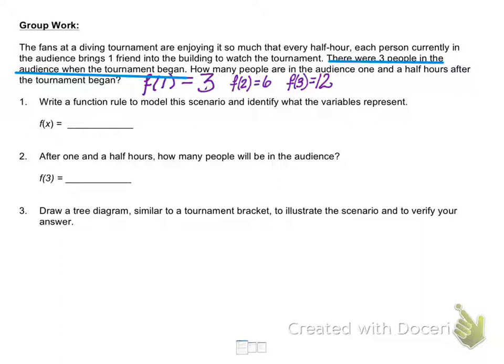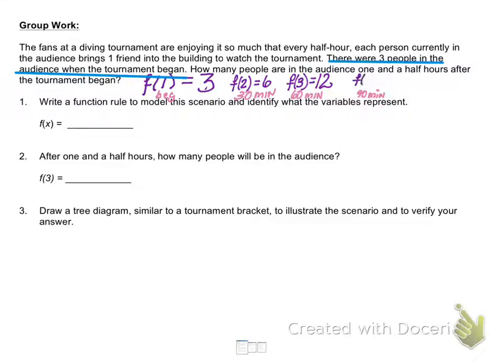This is the beginning. This is 30 minutes in. This is 60 minutes in. And we need to get to an hour and a half, and an hour and a half is 90 minutes. At an hour and a half, we're going to have 24 people. Now, how did I get that?